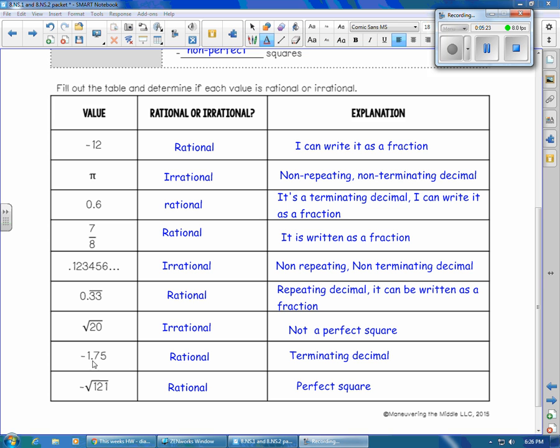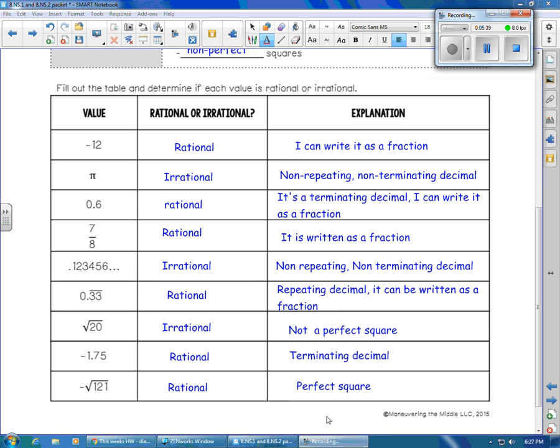Negative 1.75 is rational because it's a terminating decimal, and I can write it as a fraction. The negative square root of 121 is rational because the square root of 121 is a perfect square.